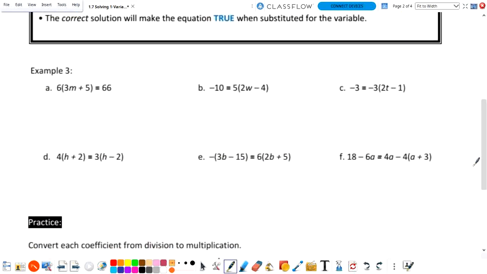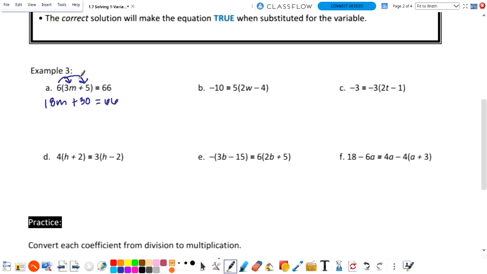So let's go ahead and look at example 3. We have 6 times (3m plus 5) equals 66. Well, before we can do anything else, we need to distribute the 6 out. And remember, it's going to be 6 times 3m, and it's going to be 6 times 5. So 6 times 3m gives us 18m. 6 times 5 is going to give us 30, and it still equals 66.